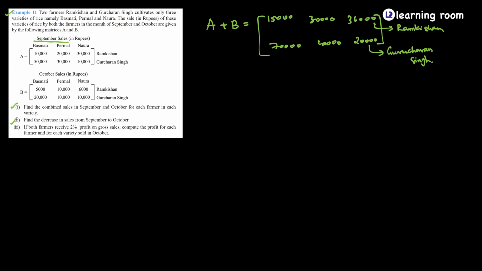Now, the next question is find the decrease in sales from September to October. So when they say decrease in sale, you need to calculate A minus B. Am I right? So you're going to calculate A minus B. Here it was 10,000. Here it is 5,000. So how much is the decrease in sale? It is 5,000. 20,000 minus 10,000. It is going to be 10,000. 30,000 minus 6,000. It is going to be 24,000. 50,000 minus 20,000 is going to be 30,000. So 30,000 minus 10,000 is going to be 20,000. 10,000 minus 10,000 is going to be 0. So here there is no decrease in sale. Okay.